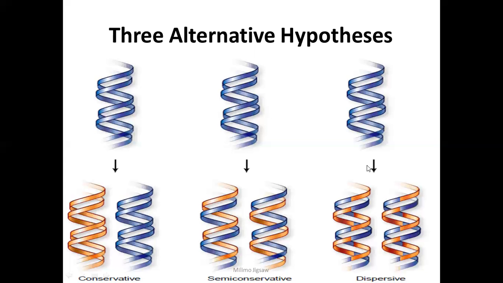So under this dispersive hypothesis, it is stated that after DNA replication, each new daughter strand would contain a new segment, that golden color, and an old segment. So it is going to contain new segments, old segments, new segments, old segments. So it contains both segments in each strand. This is what is called dispersive replication. So we have three alternative hypotheses: conservative, semi-conservative, and dispersive.